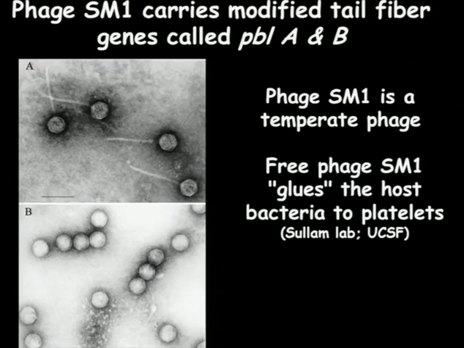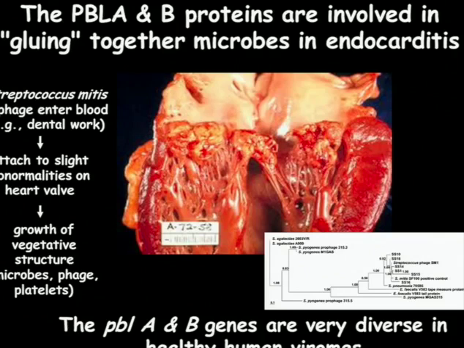And what's important about this phage is that it has modified tail fibers right here, which actually glue its host bacteria, Streptococcus, to platelets. Okay? So if you get this free virus, you can actually stick things together. And that sucks if you happen to have a heart valve that has an abnormality on it, because the Streptococcus and the phage get into the blood, then they find the abnormality on the heart valve, and they create a vegetation. And that's what endocarditis is, or one of the main endocarditises out there.